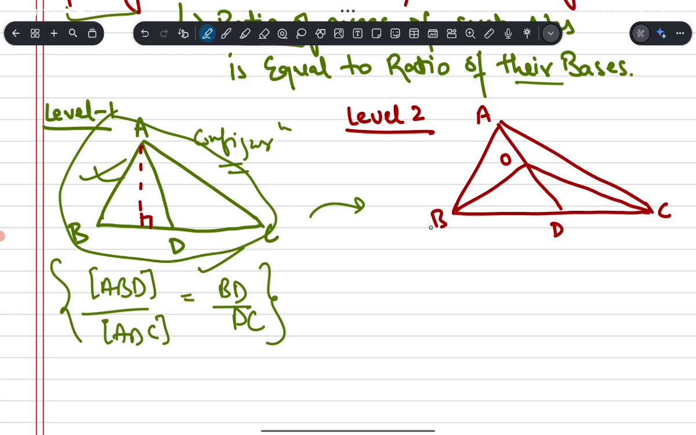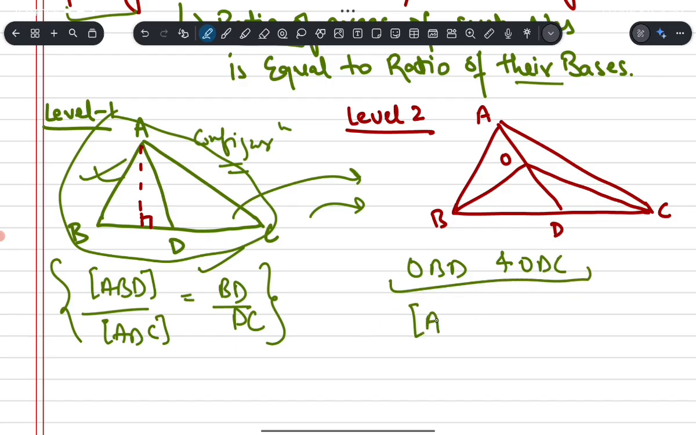Coming to level 2, notice that you can spot the same configuration here as well. Not this, in triangle OBD and ODC. What we are interested in finding is the ratio of AOB to AOC in terms of lengths. You may want to pause the video and try this on your own. Alright.